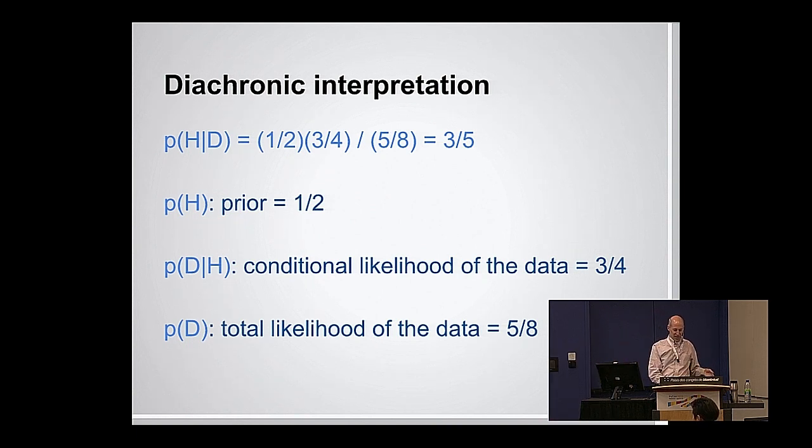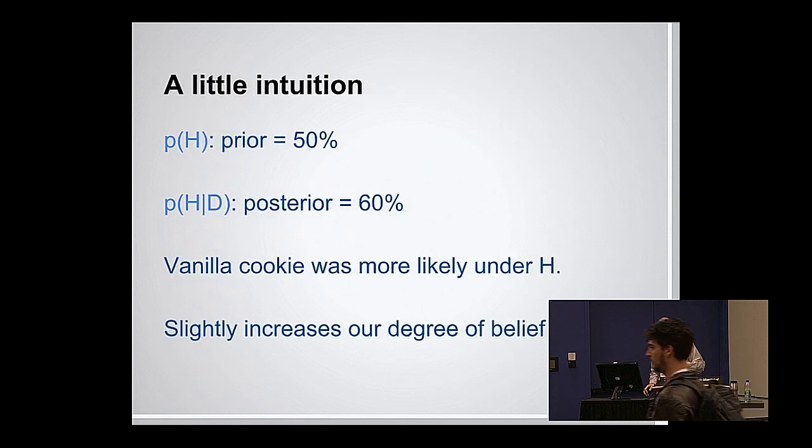So after seeing one vanilla cookie, you now believe that there is a 3/5 or 60% chance that you are drawing from bowl number one. You started out thinking it was 50-50, and if you kind of imagine a needle of belief that tips between 0 probability and 1, you're now at about 60%. So you didn't move a lot. The vanilla cookie is not particularly strong evidence, but it is evidence in the sense that you have changed your belief after seeing that datum.